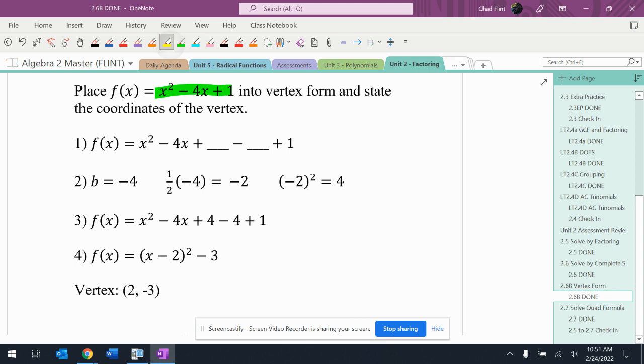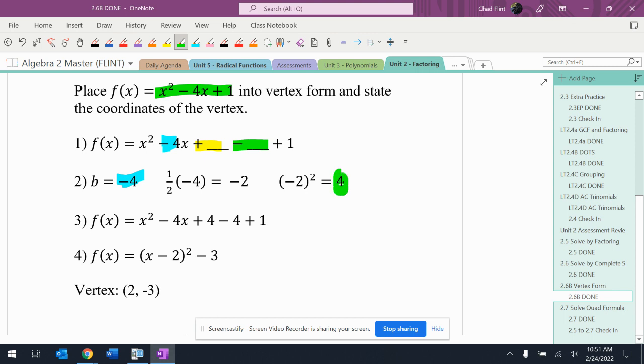All right, it wants me to take this right here and place it into vertex form. Okay, step one, add a plus blank and a minus blank in the center of this equation, so that you have two things in there. Find the b, take half of it, square it. So here's the b, and then I square it, go all the way through and square it, and I get a 4.